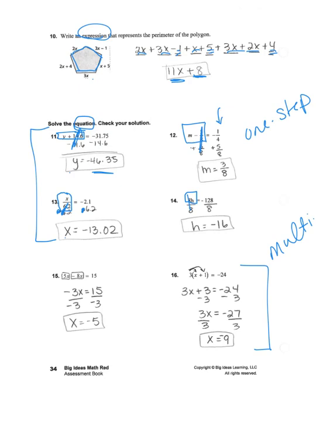For these last two problems, you have to look for any like terms and any distributive property. So in number 15, we have two like terms. So you're going to combine them. You have a positive 5x and a negative 8x. Put them together, you get negative 3x. And then drop down your 15. Divide both sides by negative 3, and you're going to get x equals negative 5.